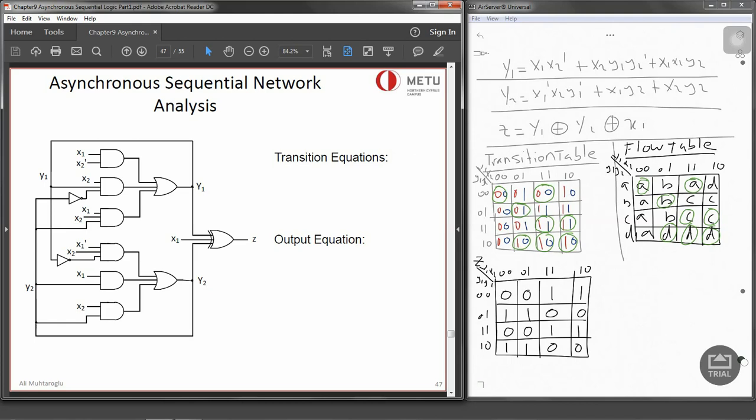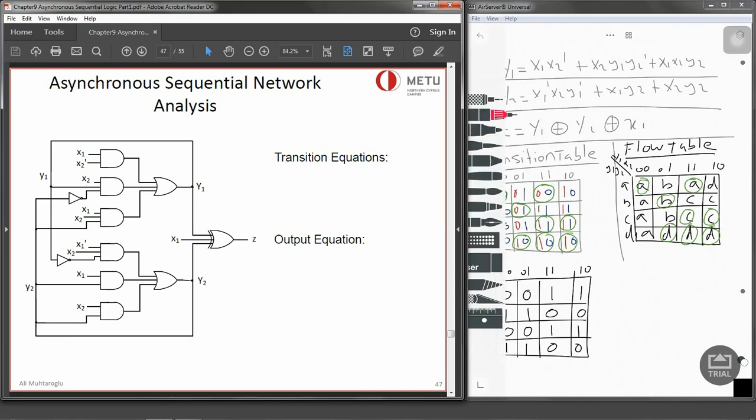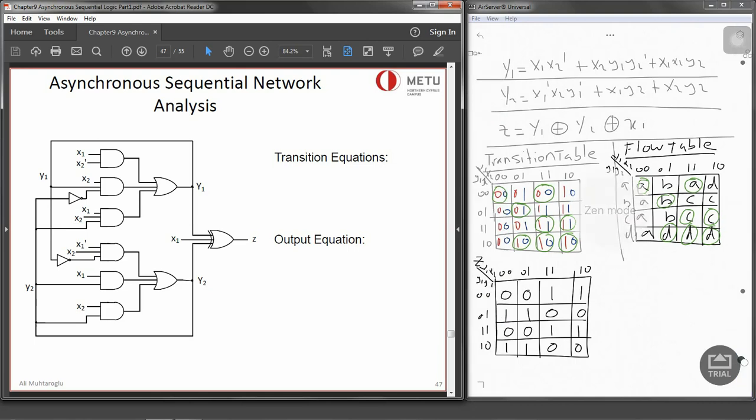Now, we have analyzed up to here, we derived the flow table and the transition table. All we have left to do is, assuming that we start at initial state 0, we need to go to input transitions 0, 0 to 0, 1, then 1, 1, to 1, 0. So what's going to happen with the state transition and output transition?